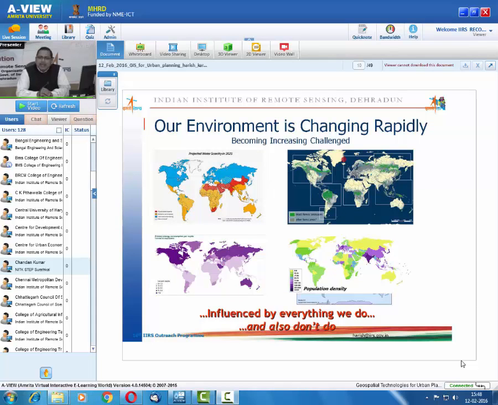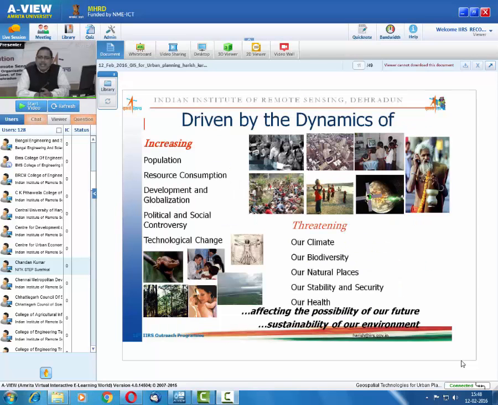And our environment is changing rapidly, we know it. It is becoming an increasing challenge. If you see the population and the climate change, the temperature variations, loss of forest, there are many such challenges available. And these challenges are basically increasing due to the increasing population and resource consumption, development and globalization, political and social controversies. We have some technological changes, and these are basically threatening our climate, our biodiversity, our natural places, and our stability and security, and of course our health also.